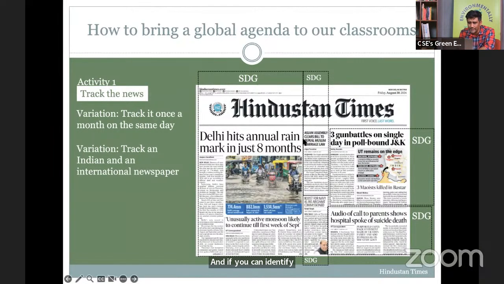The lead headline is basically how Delhi has received, within the first 8 months, its annual rainfall. Yesterday, it rained really badly in Delhi. So that is the first story. If you can just type out what SDG this is according to you, then we'll move on to the next. Right now, we're just looking at the Delhi story, a lot of rainfall that has happened over here.